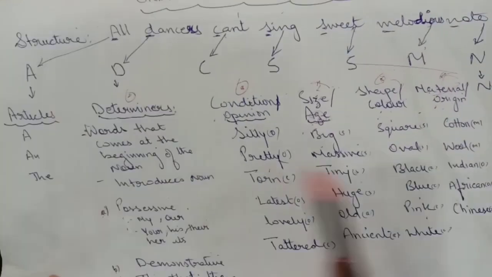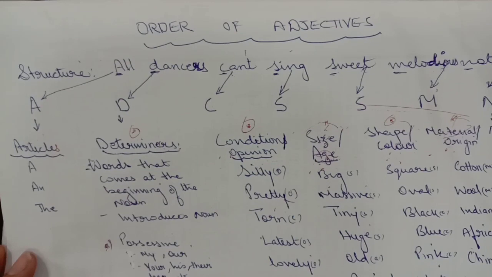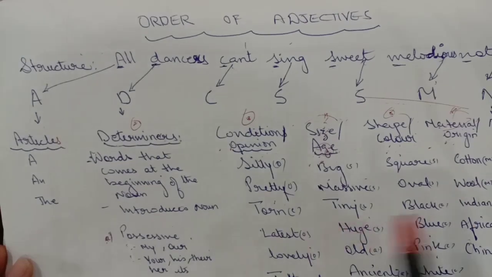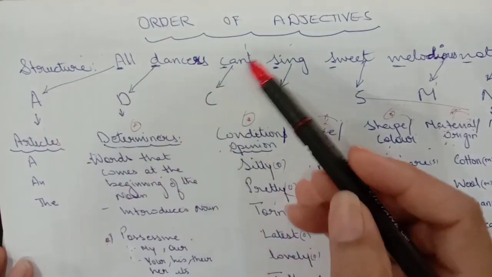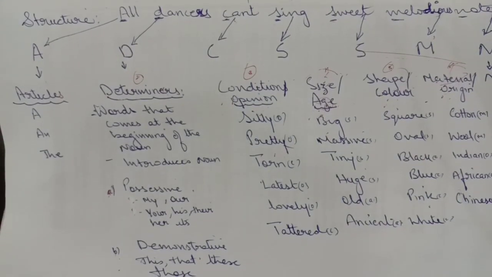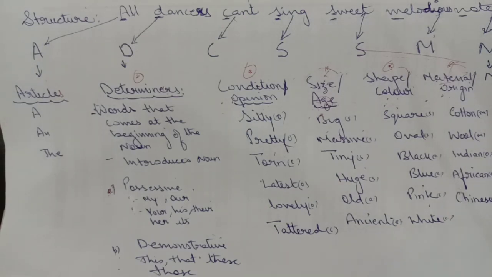So once you know the sequence, it will be very easy for you to describe a noun. Learn this order of adjectives. So you just keep on repeating to yourself daily. Just match it with the sentence, this rhyming sentence. A stands for articles, D stands for determiner, C stands for condition, S stands for size, S stands for shape, M stands for material and noun. So if you have all these words in your brain, it will be very easy to describe a noun, because simply if you don't know that so many things you can use to describe a noun, it will be very difficult for you.